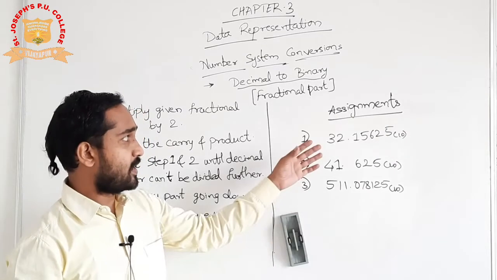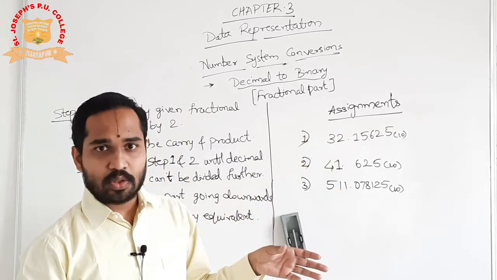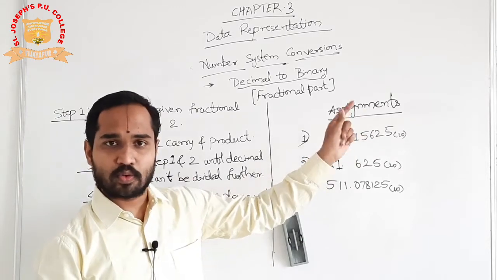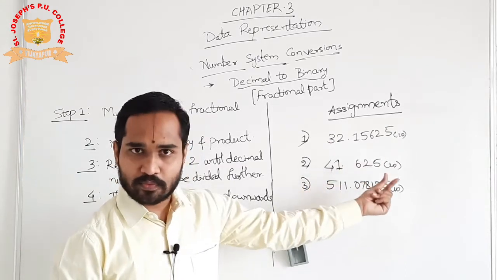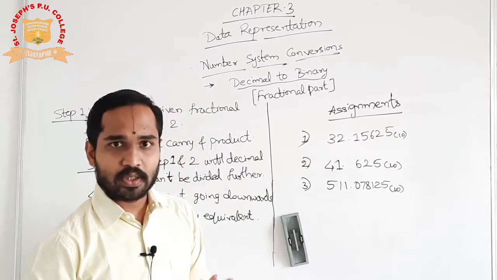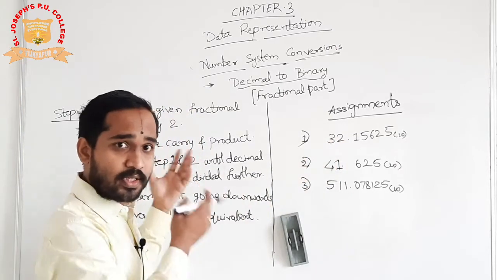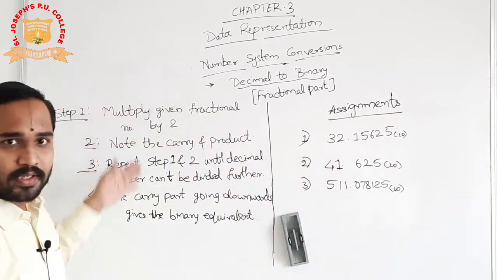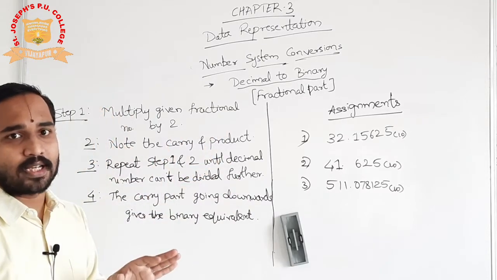So at last, let us give some assignments. These are the three decimal numbers given to you. You have to convert them to binary. The first one is 32.15625. Then second is 41.625. And the third is 511.078125. Okay. But please remember, you have to convert the integer part separately with the first process we solved, and you have to convert the decimal part separately with this process. Okay. I hope you will get it very easily, and you will send me the assignments.